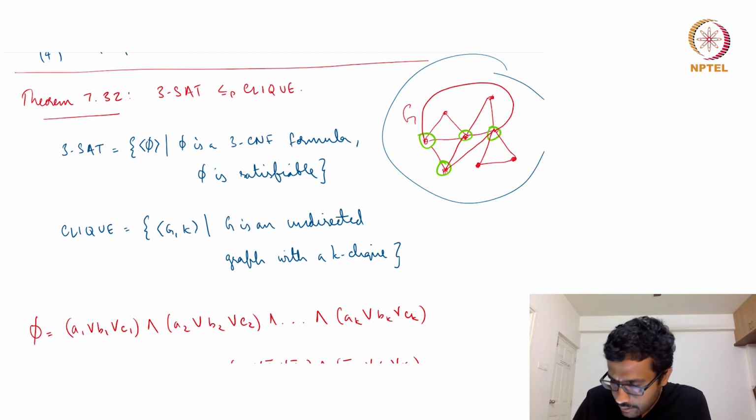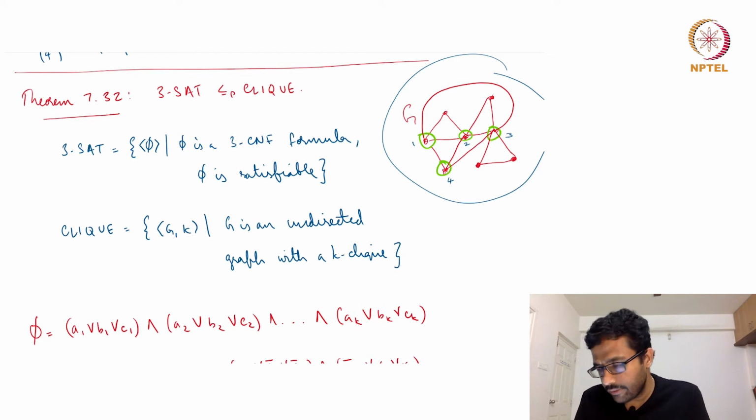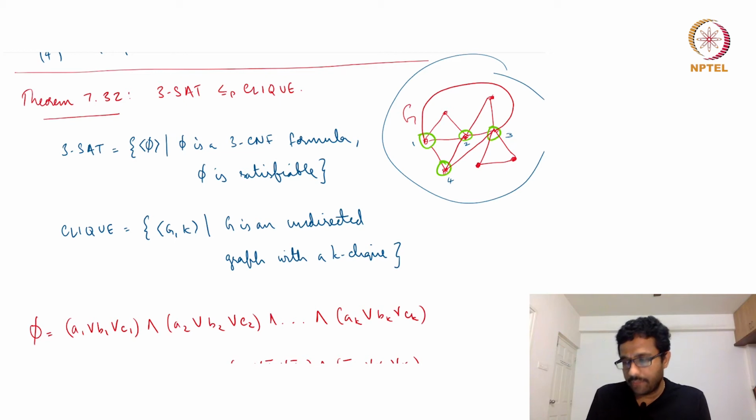Vertex 1 is connected to vertex 2, vertex 2 is connected to vertex 3, vertex 3 is connected to vertex 4, 4 is connected to 1, and then 1 is connected to 3 and 2 is connected to 4. However, there is no 5-clique here. There are no 5 vertices that are all adjacent to each other. So a clique is a set of vertices that are all adjacent to each other. Just as an aside, the fact that we are able to draw this graph without the edges crossing each other is itself an indication that there is no 5-clique.